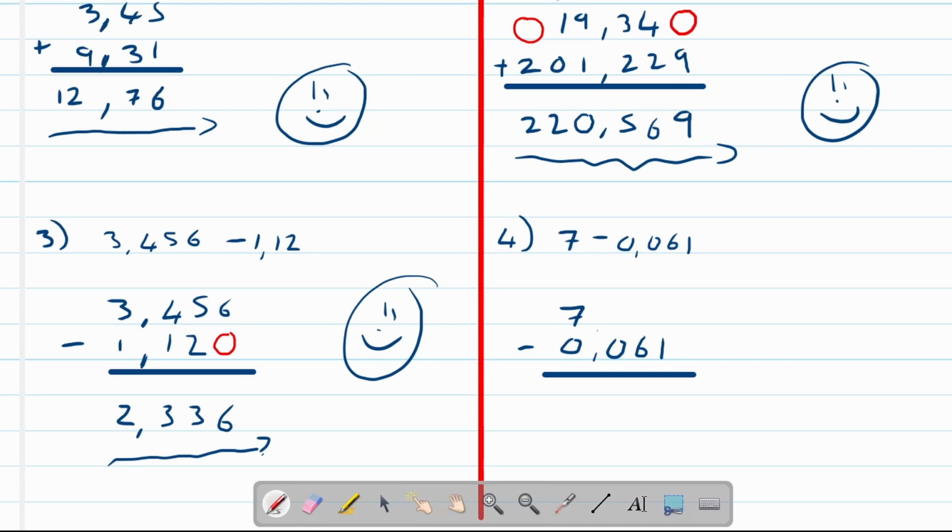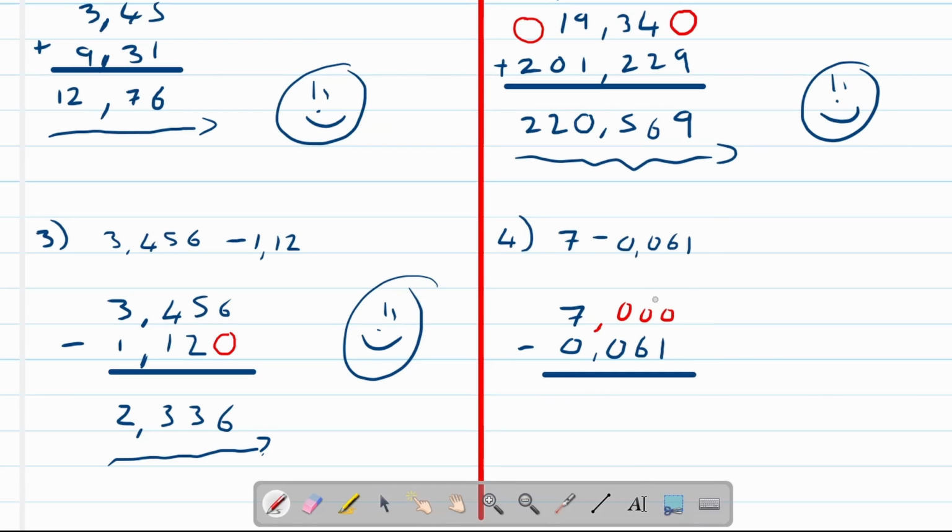That's how this cookie crumbles. Now the last one, definitely not the least, so pay careful attention. So 7 minus 0,061. We add the zeros right there just to make sense of it all. Now we ask a question. Okay, 0 minus 1. It can't, right?